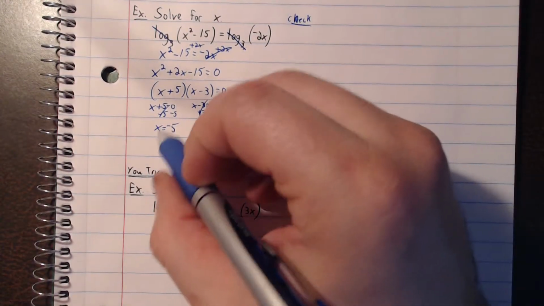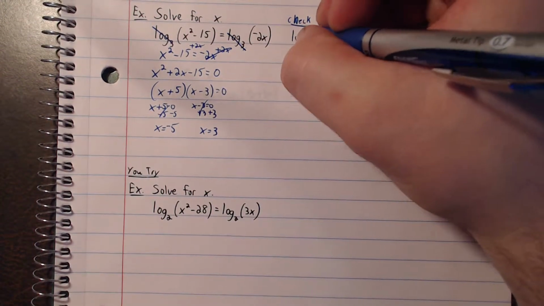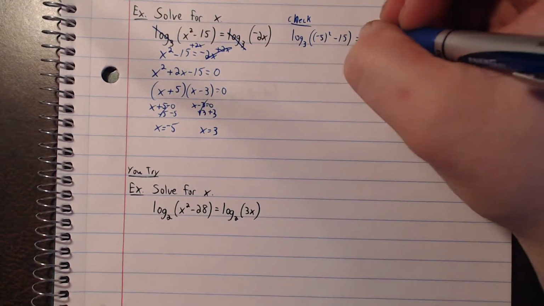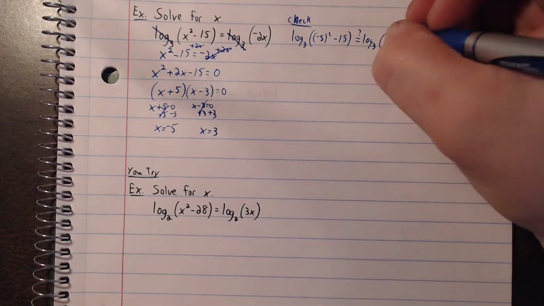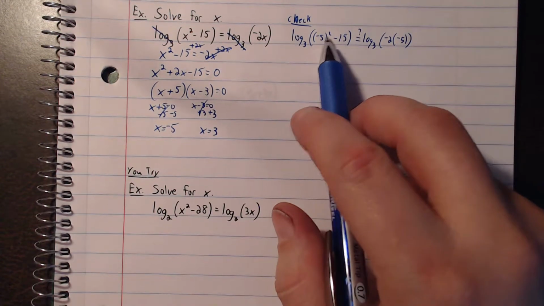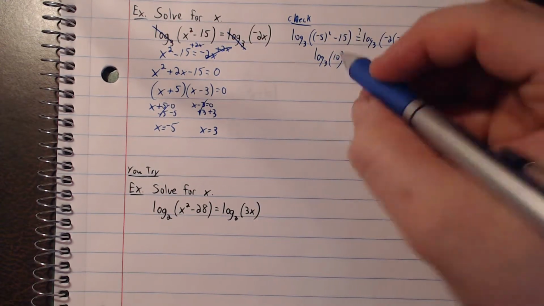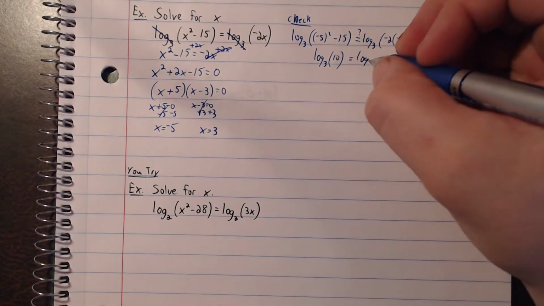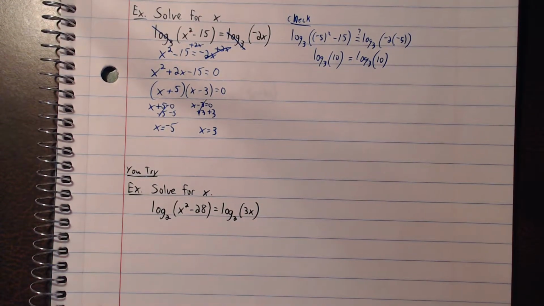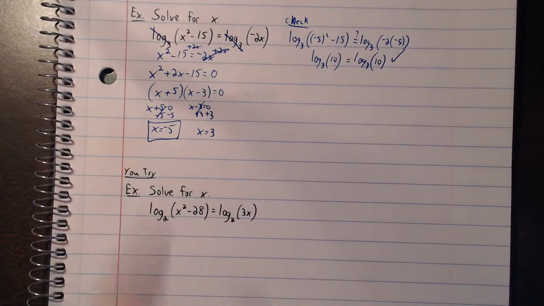Even though it's a negative value, we want to make sure that it gives us a positive and that these two things are equal. So log base 3 of negative 5 squared minus 15. Is that equal to log base 3 of negative 2 times negative 5? Negative 5 squared is 25, minus 15, that's positive 10. So we got a positive inside. On the other side, negative 2 times negative 5 is positive 10. So we got two positive numbers that are equal, so this worked. Negative 5 was, in fact, the solution.